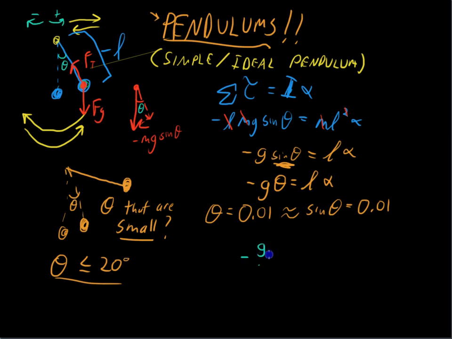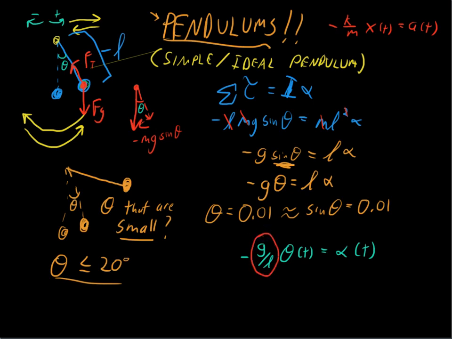The opposite of g over L, theta as a function of time, because obviously the angle changes with time, equals alpha as a function of time. And what I want to do is just draw your attention to the fact that we had something that looked like this for springs. Theta is the rotational equivalent for x. Alpha is the rotational equivalent for a.